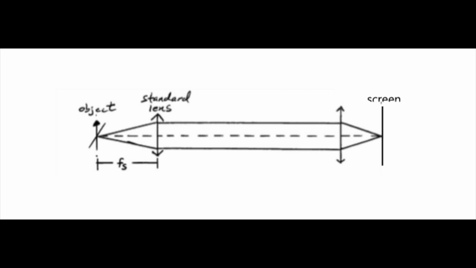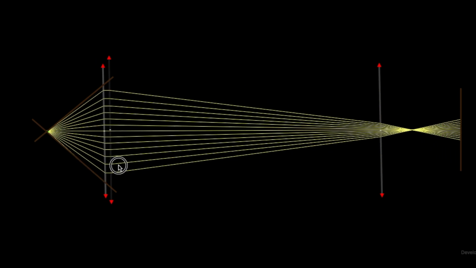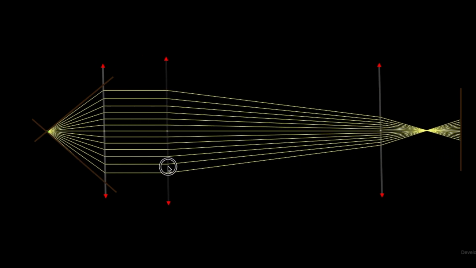I'm going to switch to an animation now that lets us illustrate how the rays change when you put in a third lens that we'll call the test lens. Here we see an animated version of the same rays with the object on the left, parallel rays, and then the image on the right. I'm going to move another positive lens, one focal length downstream from the initial standard lens.